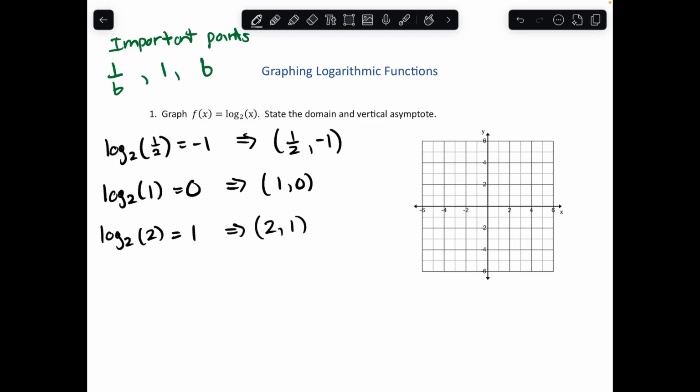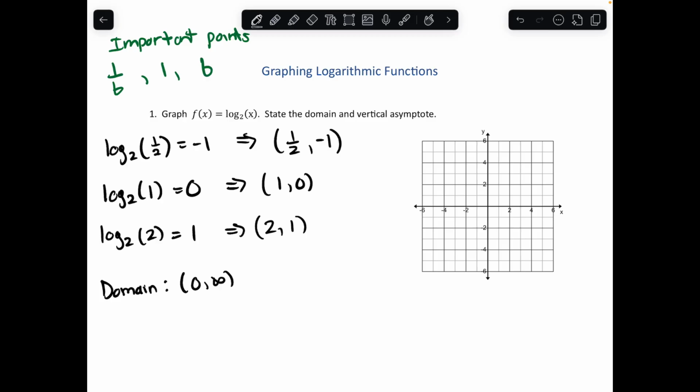Now with these 3 points and a general understanding of how logarithmic functions look, you will be able to graph just about any single logarithmic function. Now let's go ahead and look at our domain and find our vertical asymptote. So the domain of the logarithmic function is going to be all positive values. So I cannot include 0, and I can't include anything negative. So it'll be the interval 0 to infinity.